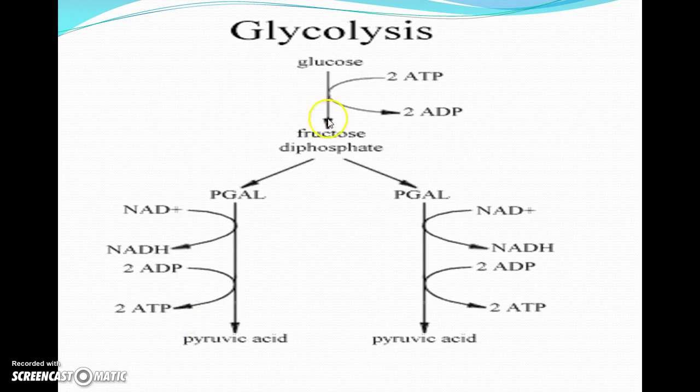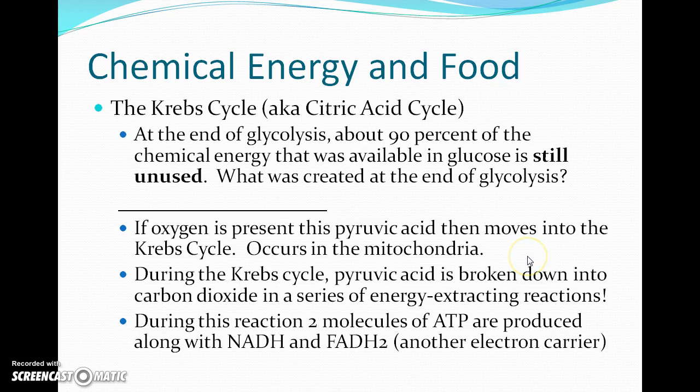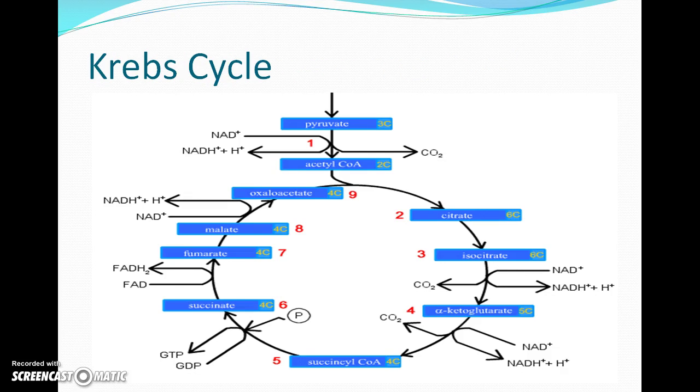Okay, so this is another shot of glycolysis. Remember, glucose goes in. We make pyruvic acid. We produce 2 ATP total, because remember we had to put 2 ATP in, and we get these electron carriers. The NAD plus turns into NADH. The Krebs cycle is also called the citric acid cycle. At the end of glycolysis, in this pyruvic acid, we still have about 90% of the chemical energy that we started with.